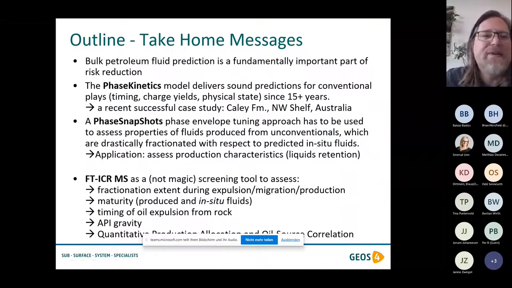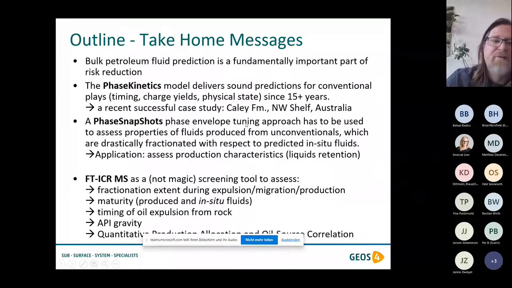I would like to first present why bulk petroleum fluid prediction is a fundamentally important part of risk reduction, and then present a recent successful case study from the Northwest Shelf in Australia, using phase kinetics, our workhorse model that has delivered sound predictions for conventional plays for 15 plus years.